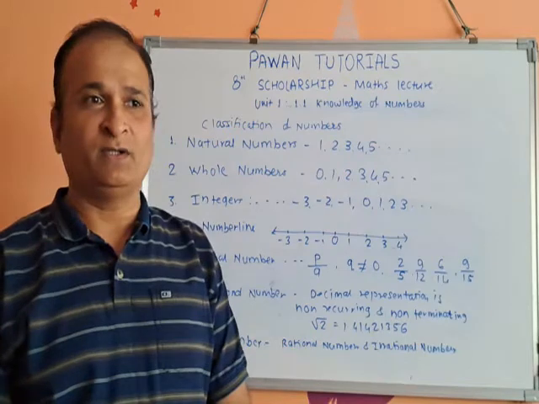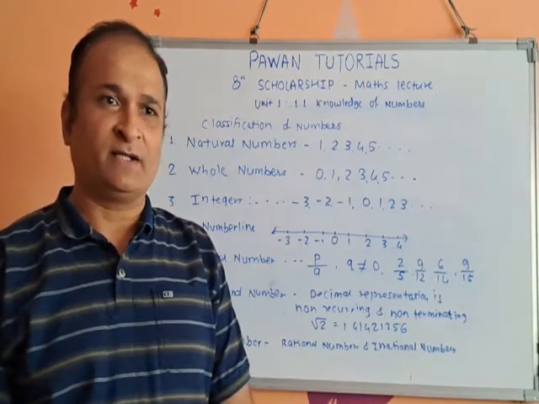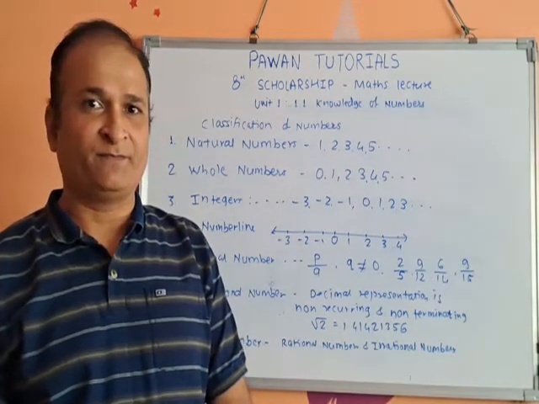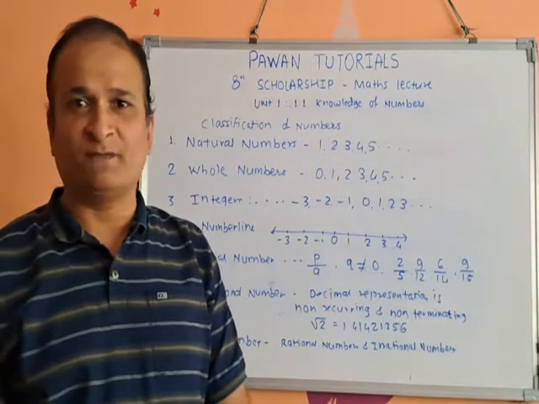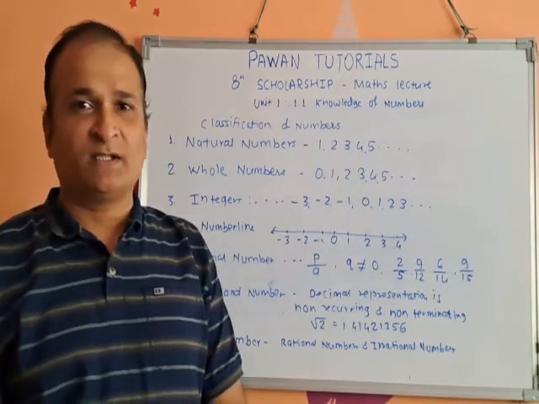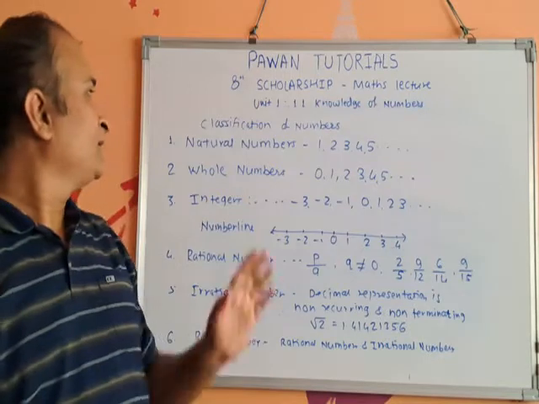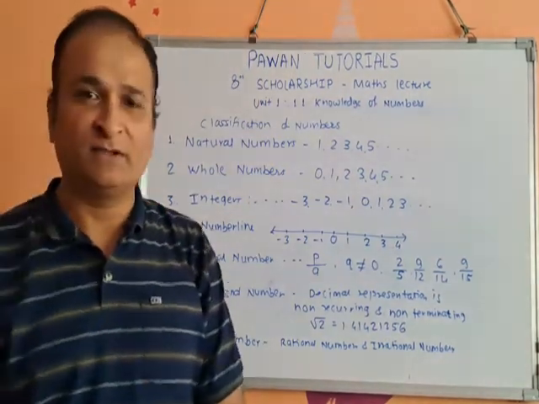Today we are going to learn the first chapter of 8th Standard Math Scholarship. The name of the chapter is Knowledge of Numbers. Now let's begin with the first type of number.